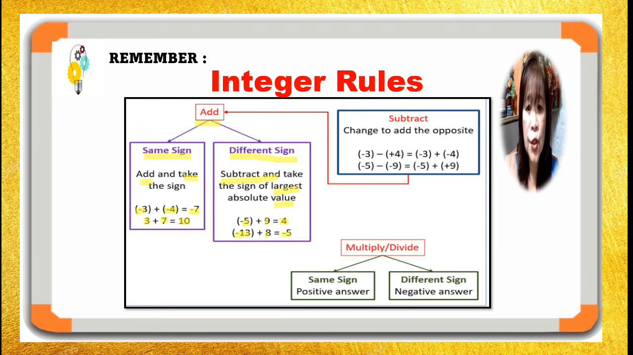So, in subtraction, change to add the opposite. For example, negative 3 minus positive 4 becomes negative 3 plus negative 4. And then negative 5 minus negative 9, change to the opposite, positive 9. So, negative 5 plus positive 9. In multiplication and division, same sign, positive answer, and different sign, negative answer. So, that's easy as that, kids. Okay, just remember that, the integer rules.